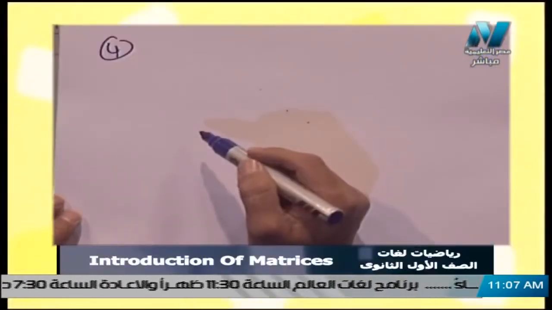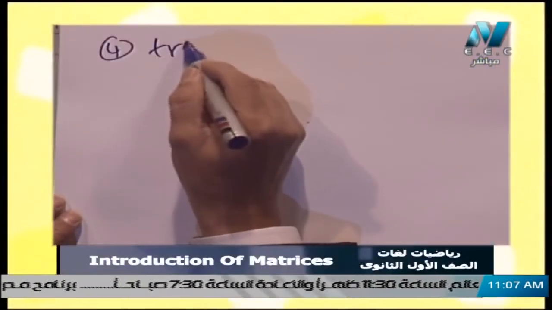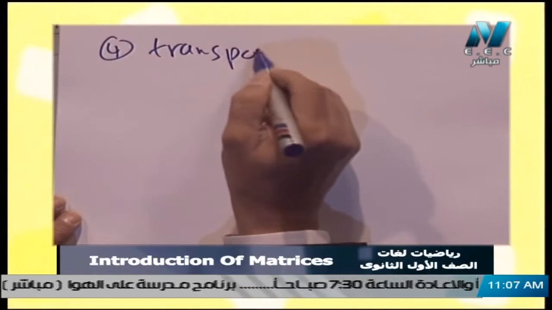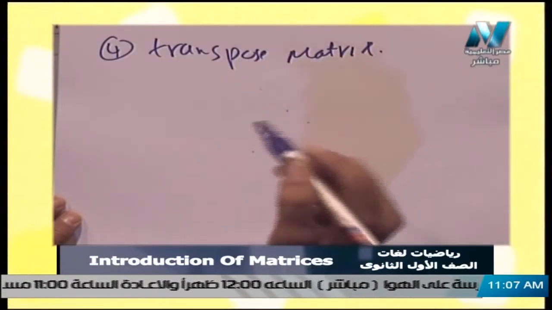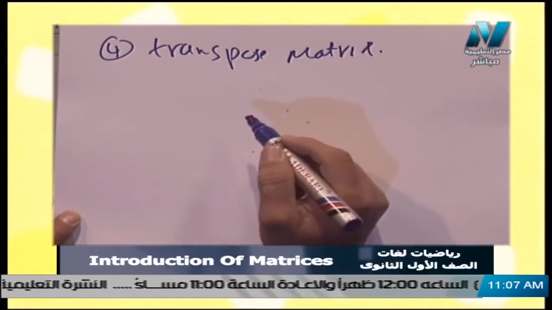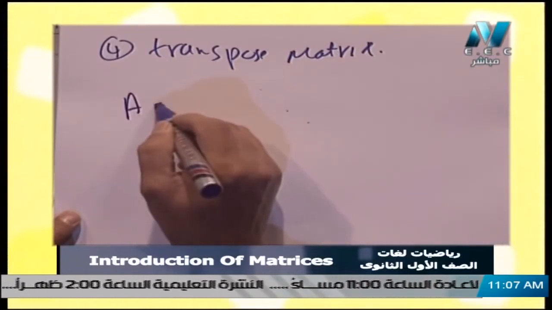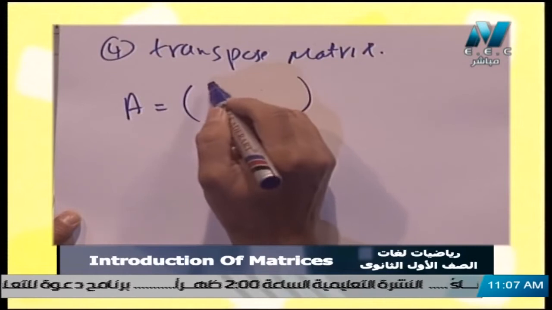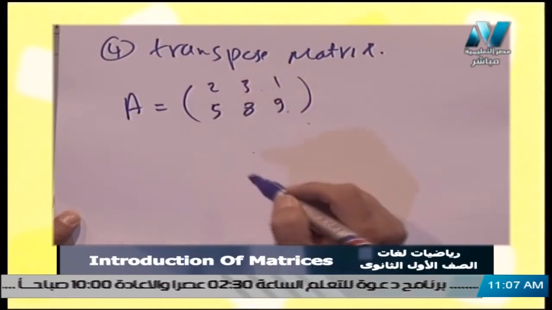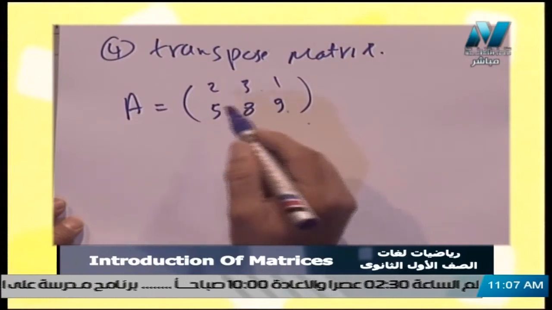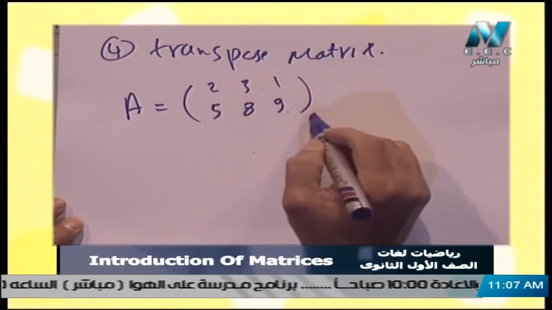We have also number 4, transpose. Transpose of a matrix. What is matrix and this transpose here? A is a matrix equals 2, 3, 1, 5, 8, 9. So it is a matrix of 2 by 3 order.